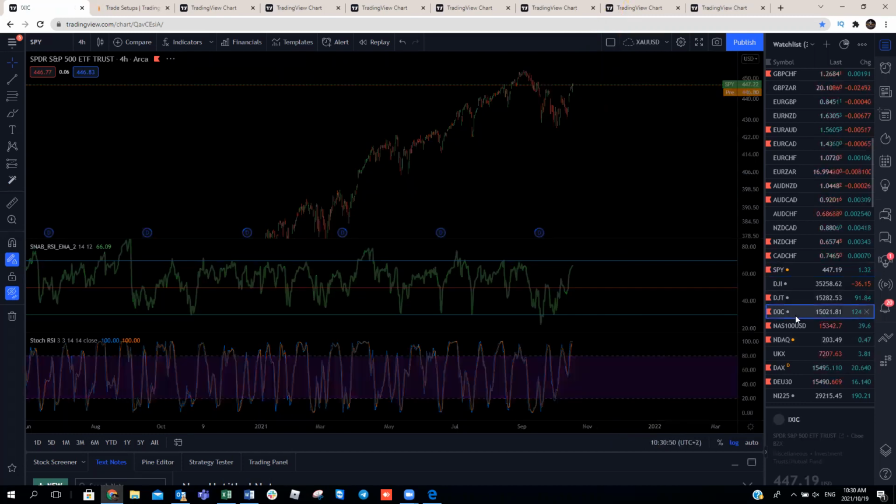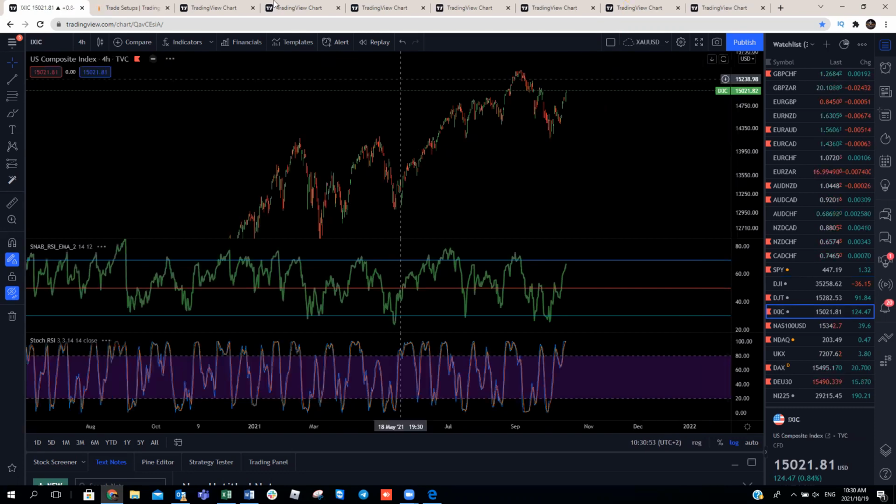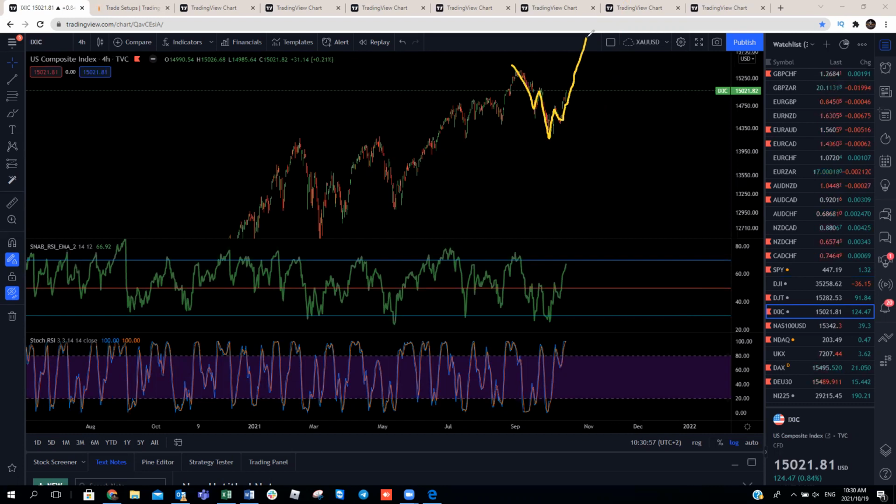Right, let's go to the NASDAQ. The NASDAQ, 3-wave pullback. We've started a move to the upside. We're looking for more upside.